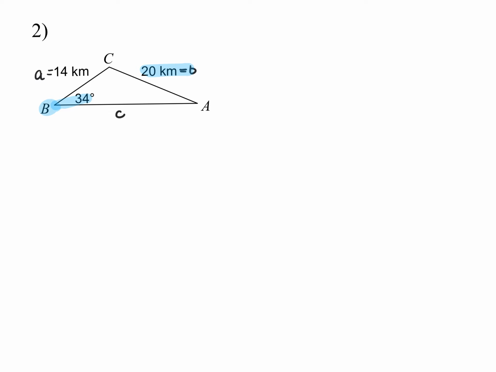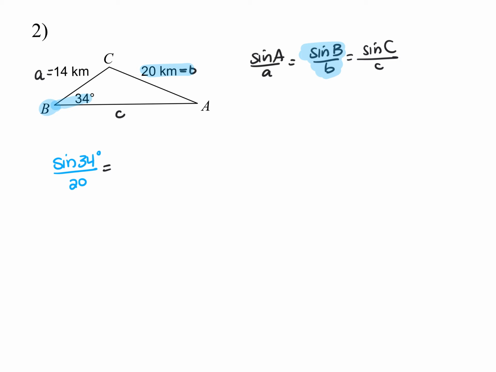So that's good information because when we start setting up our law of sines, we're going to use that to help us. So remember, law of sines is sine of A over little a equals sine of B over little b equals sine of C over little c. And I know I'm going to use that ratio that has b in it first, because that's the information that I have. So let me start out by writing that. Sine of b, I can write in the angle we have for b, 34 degrees, over little b, which is 20.